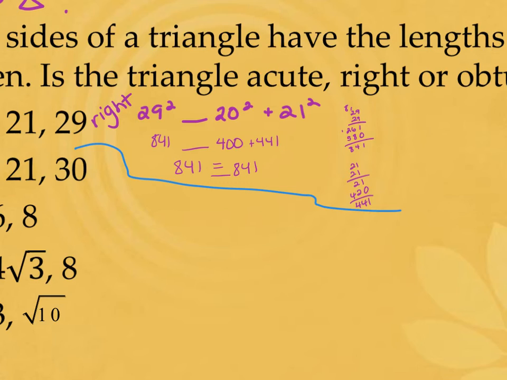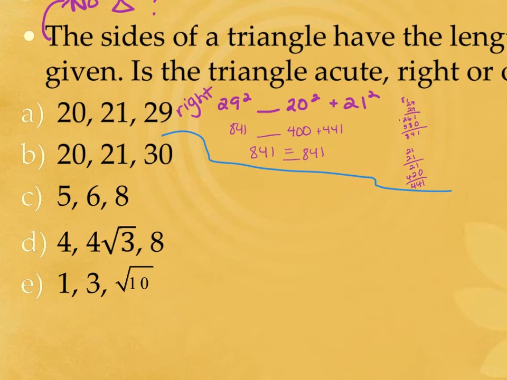So the next one, first you want to check to make sure it works. 20 plus 21 is bigger than 30. So we're saying 30 squared has what relationship to 20 squared plus 21 squared? 30 squared is what? 900. We already know what 20 squared plus 21 squared is, right? So what's the relationship this time? It's greater than, so it's obtuse.